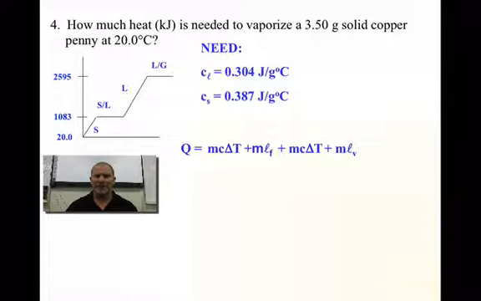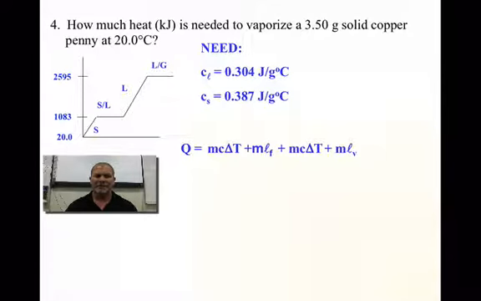Your second MC delta T, I gave you the specific heat of copper as a liquid. Latent heat of fusion, latent heat of vaporization, I applied those. I've given you both those values in your notes, and on the test I provided for you if needed. So all you have to focus on is the delta T.